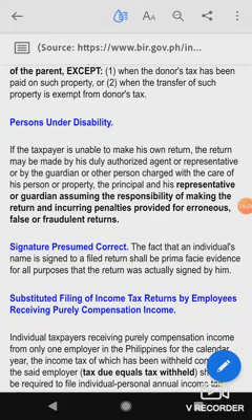Signature presumed correct. The fact that an individual's name is signed to a filed return shall be prima facie evidence for all purposes that the return was actually signed by him.